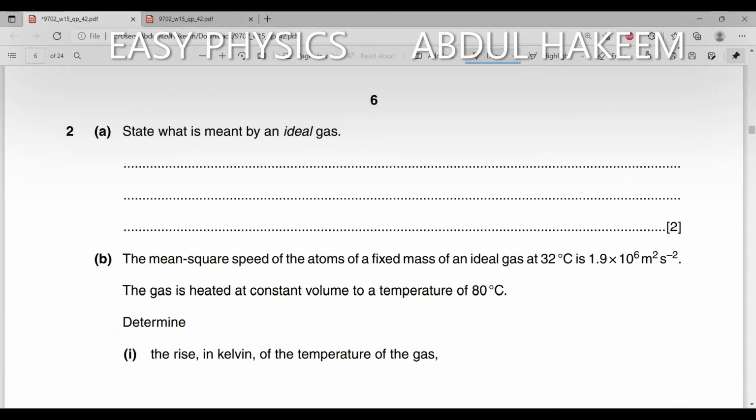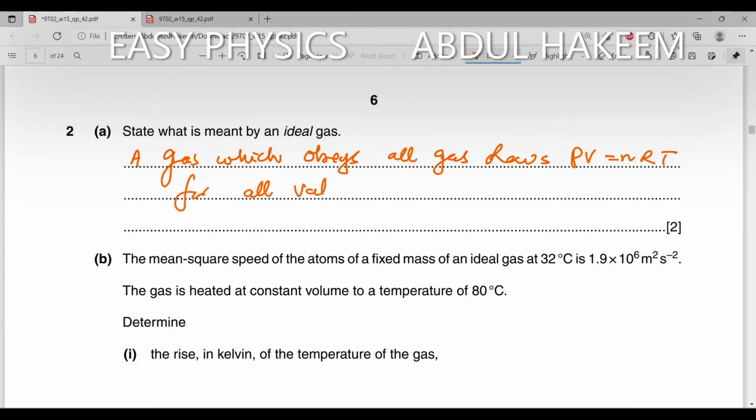The question is: state what is meant by an ideal gas. A gas which obeys all gas laws, PV is equal to nRT, for all values of pressure, volume, and temperature is called an ideal gas. So this is the only definition. A gas which obeys all gas laws, PV is equal to nRT, for all values of pressure, volume, and temperature is called an ideal gas.